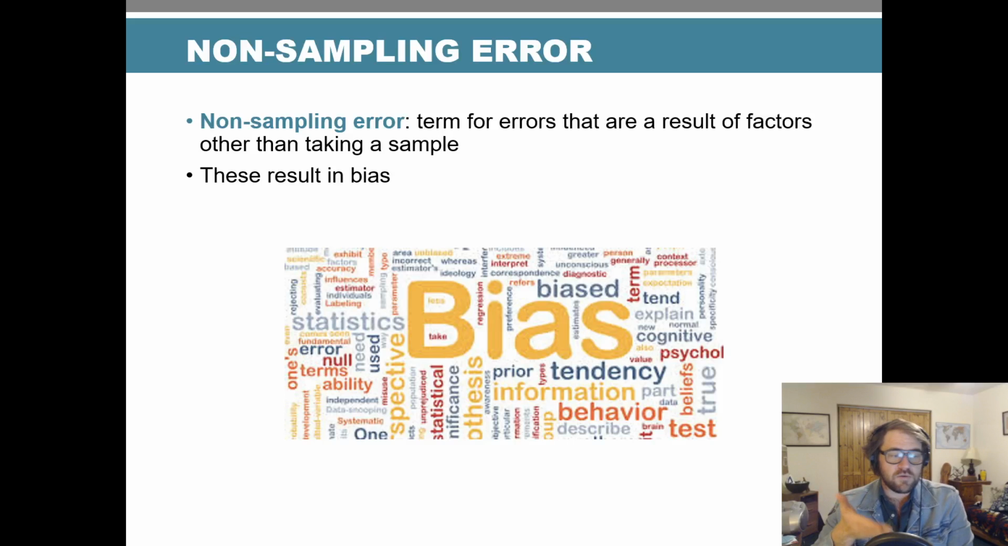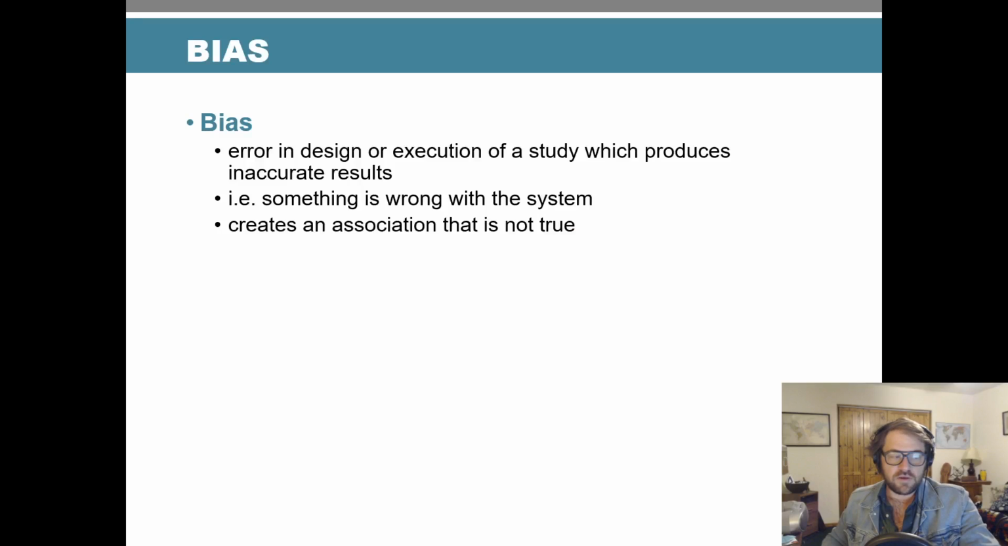It's a term for errors that are a result of factors other than taking a sample. Those factors are going to result in bias, a biased sample. That's not good. Random variation is great. It's cool. We can quantify it. Non-sampling error is hard to quantify because we're not necessarily sure what's going on, and it can lead to actual wrong conclusions. So let's talk about bias.